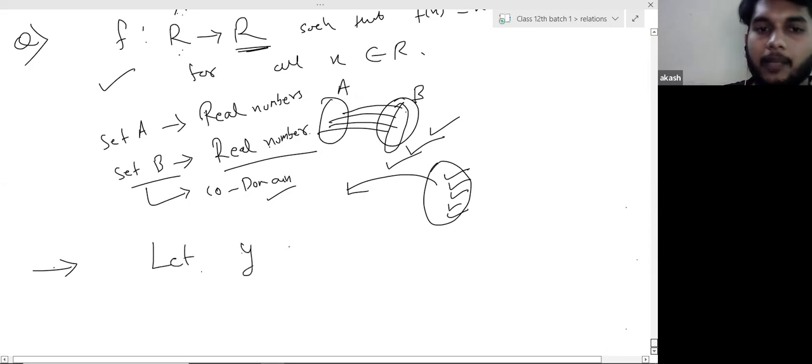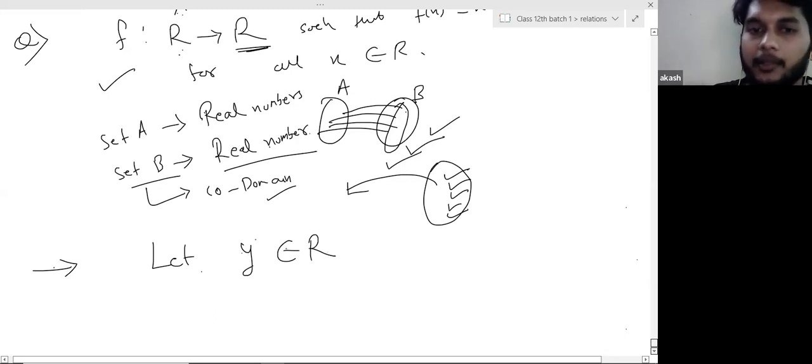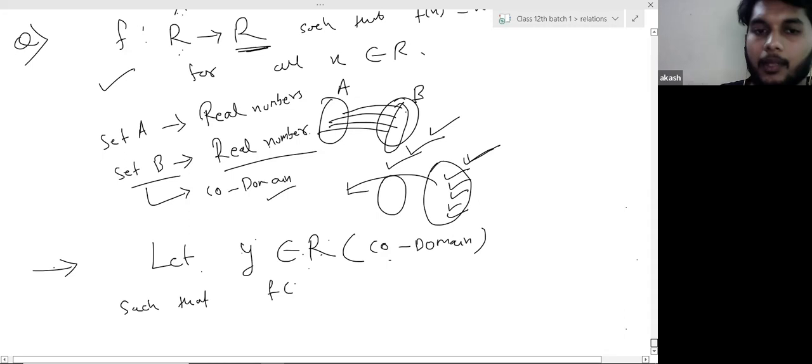All right. What is the first step? Let y belong to R. Y is an element. This belongs to R. Which R does this R represent? Codomain. All right. We are taking an element from this set B. That is why we mentioned that codomain R. Such that f of x equals y. Such that the function is equal to y.